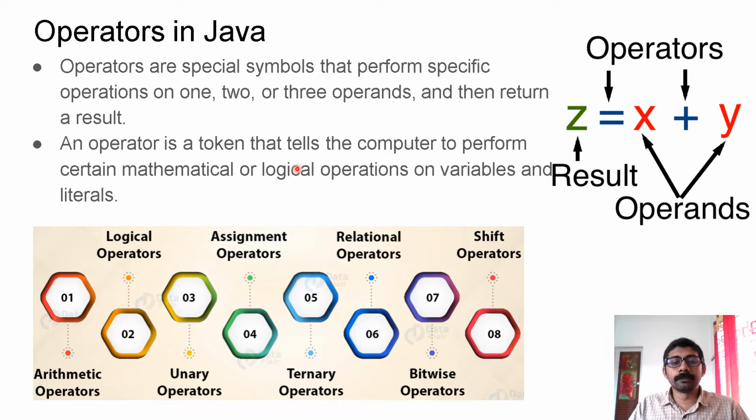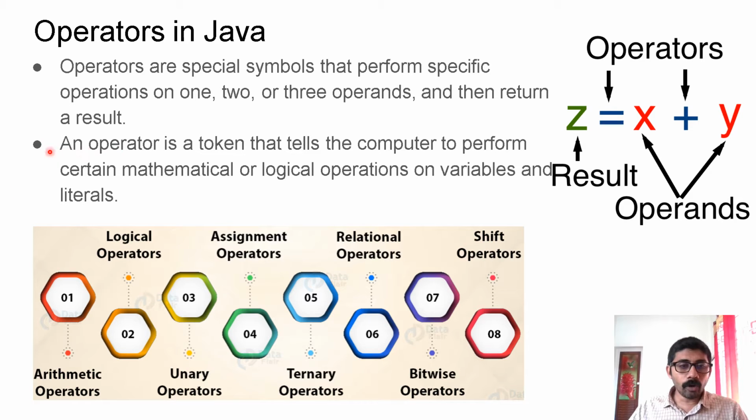Operators are special symbols that perform specific operations on one, two, or three operands and then return a result. Here you can see z equal to x plus y. Here x and y are operands and this plus is nothing but the operator. So there can be operators which can process on single, double or triple operands.